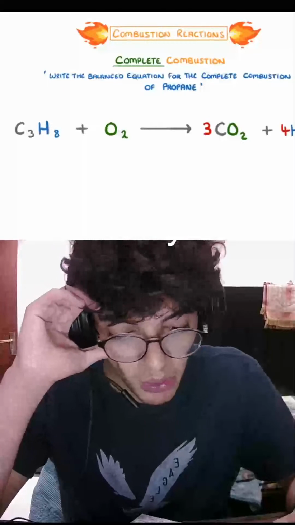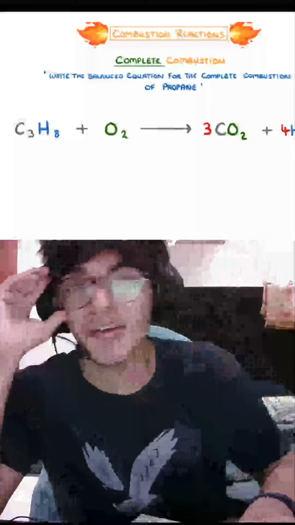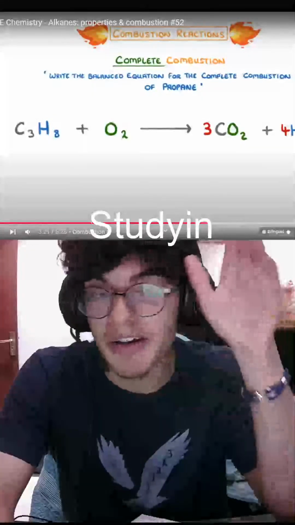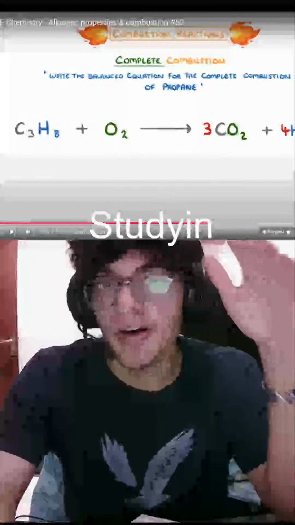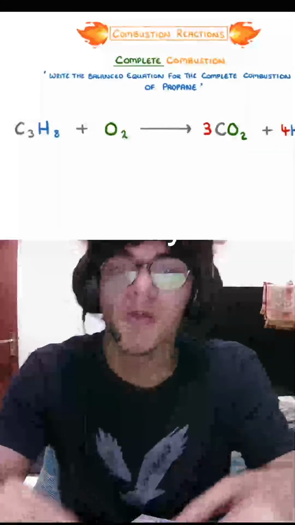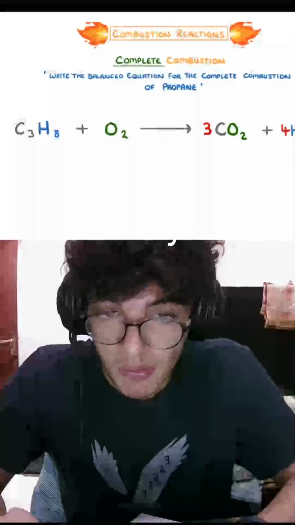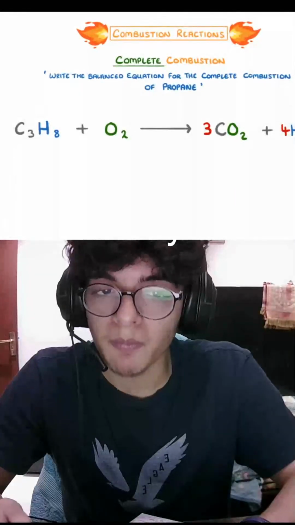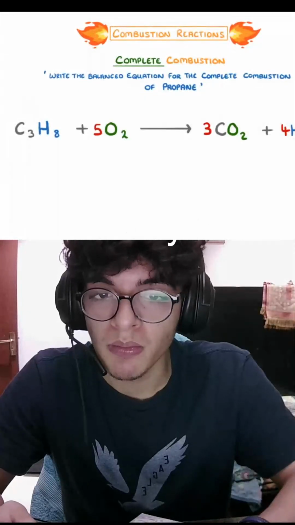Then lastly, we need to balance the oxygens. On the right, we have 6 oxygens from the CO2s plus 4 oxygens from the waters, so 10 in total. So to get 10 on the left, we'll need 5 oxygen molecules.